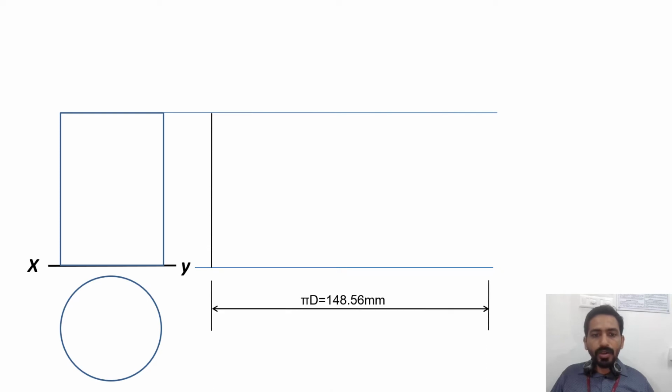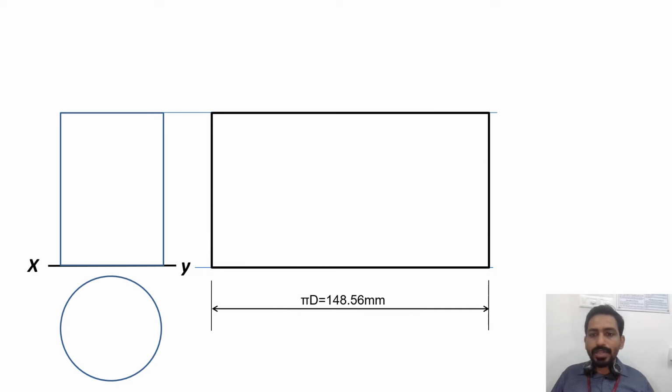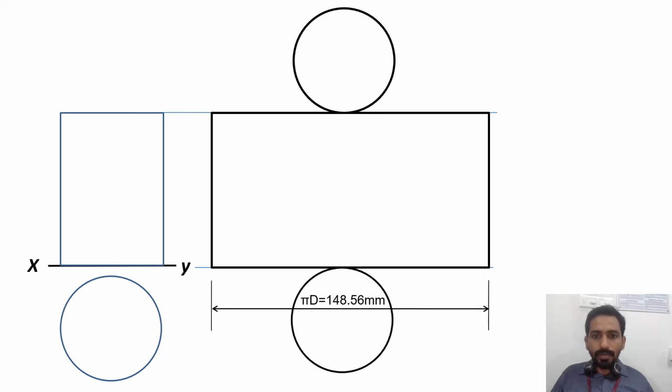Now you can take a length which is equal to pi d or 2 pi r, which is, in this case, 148.56 millimeter. So you can draw the rectangle. That is the development of the lateral surface of that cylinder. Now you can draw one circle on the top and one circle at the bottom. That will make this development complete.